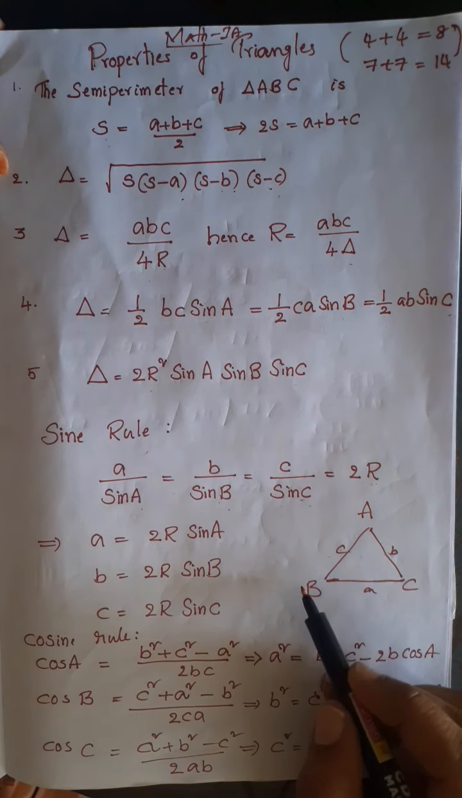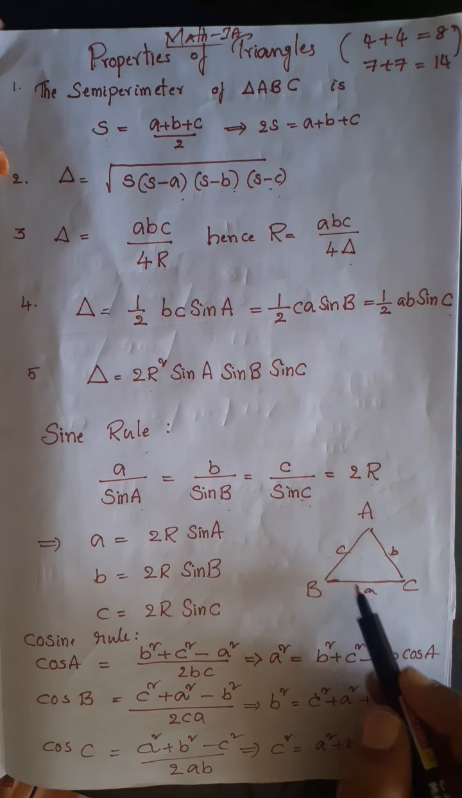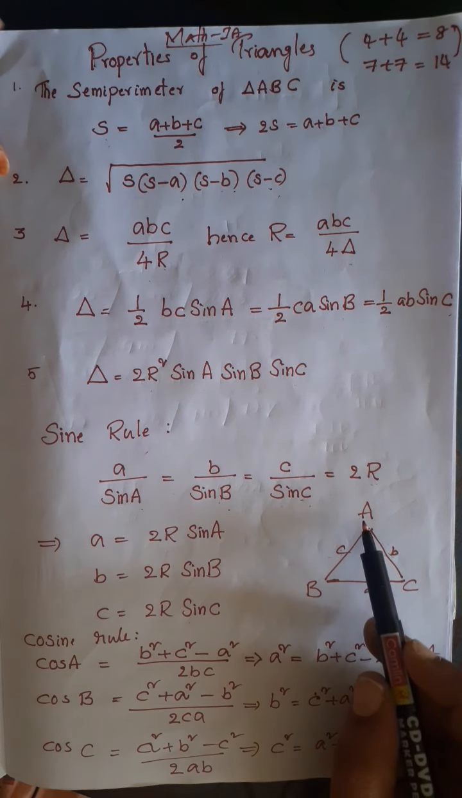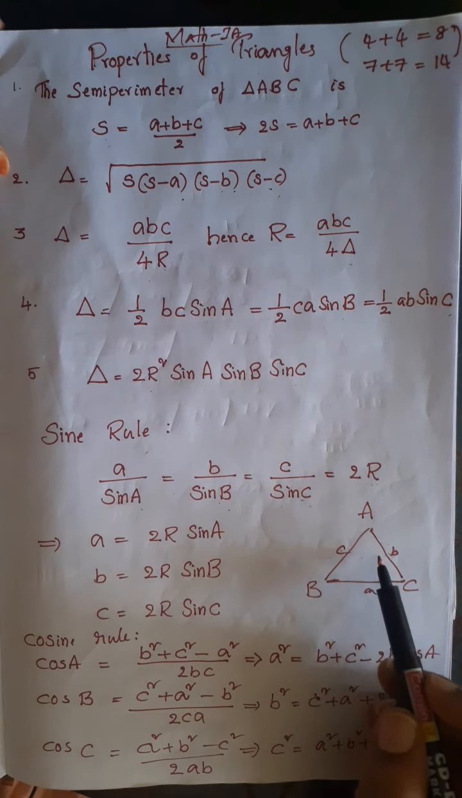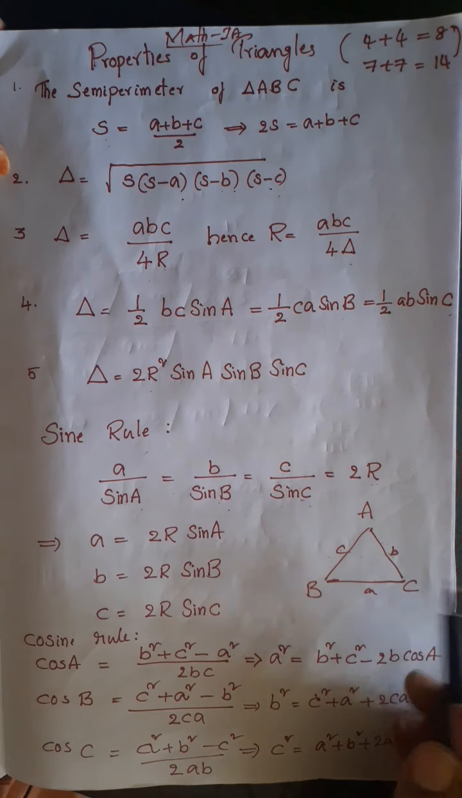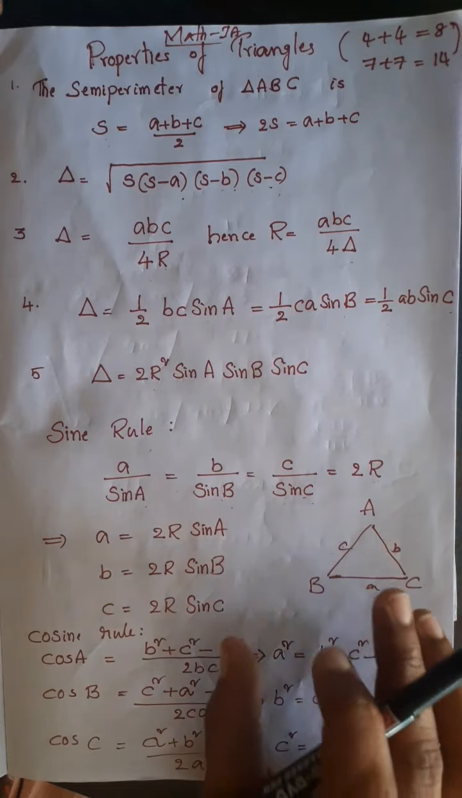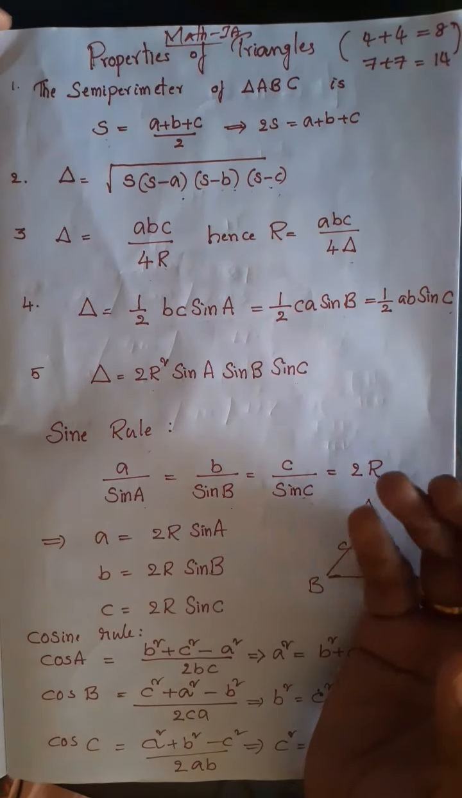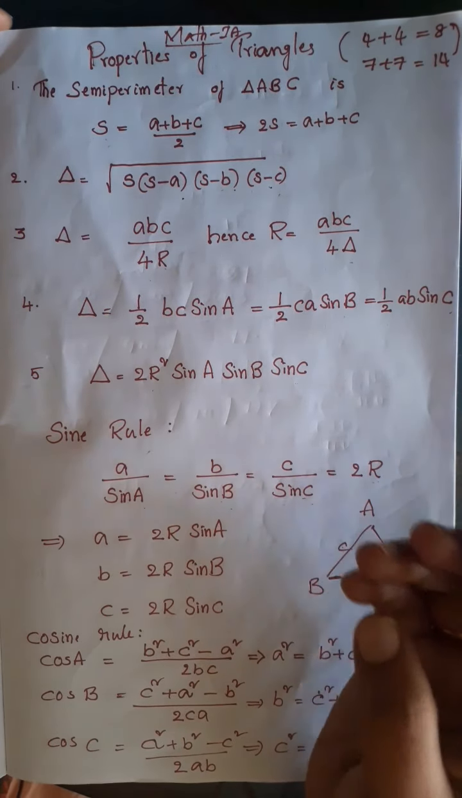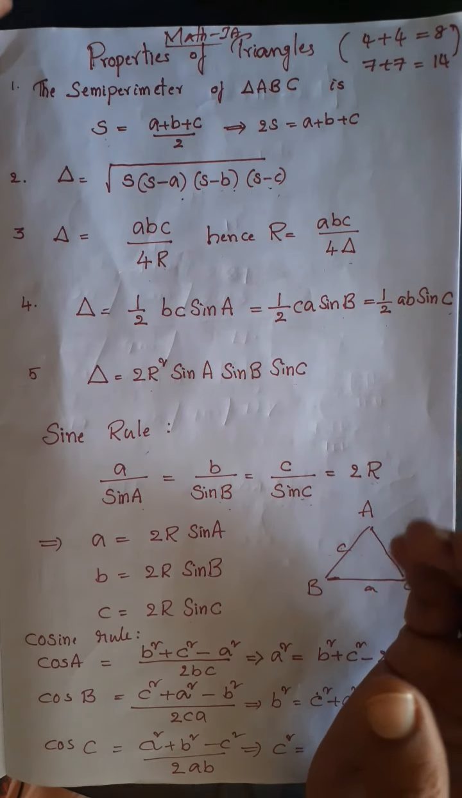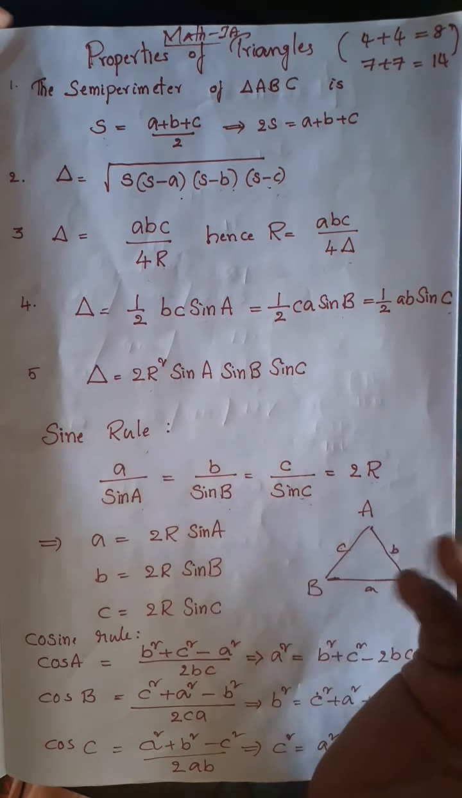Okay, can I say angle B? Angle B is the angle made by the lines a and c. Capital A is the angle between b and c, capital C is the angle between a and b. So these are the formulas you need to learn here. Here mainly we have a few terms: S, delta, capital R, small r1, r2, r3. First let us see what those terms are.